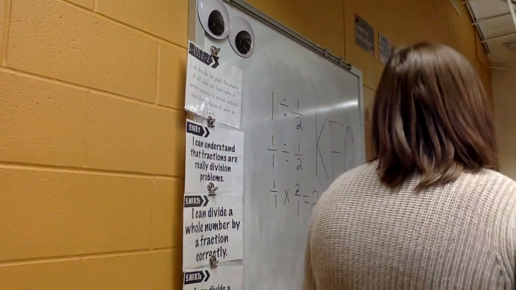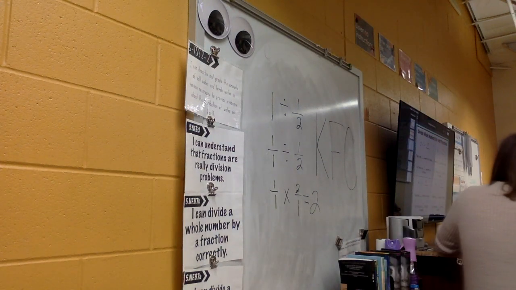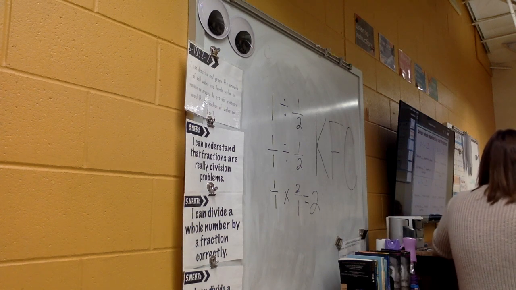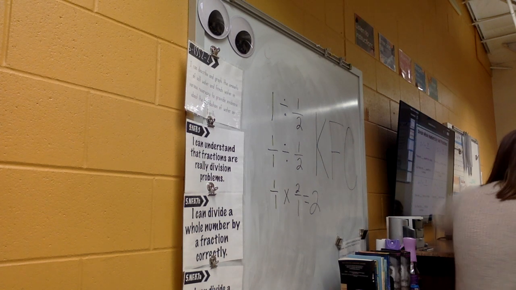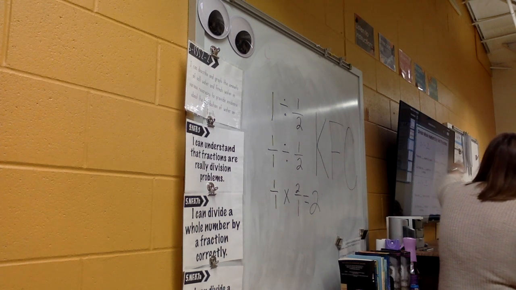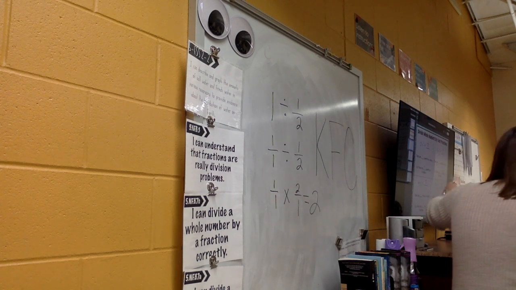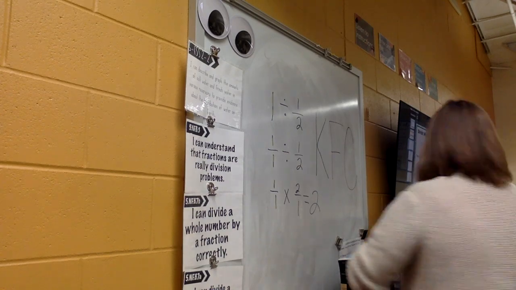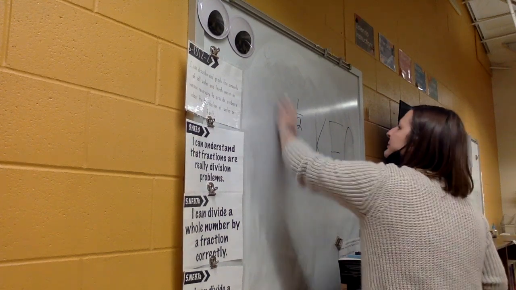Now, let's look at this one. This one's a little bit different. It's got some words in it. So, 2 divided by 1/7. That is my question that they want the answer for. It asks, there are blank 7ths in one whole, and so there are blank 7ths in 2 wholes. So, if I have 1 whole, what am I trying to do here?